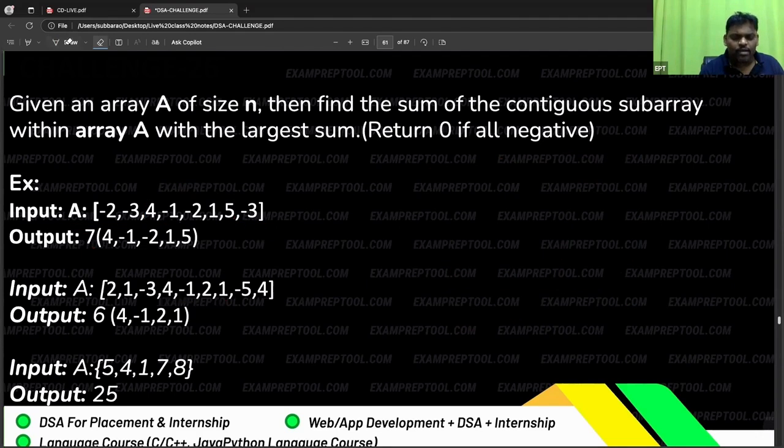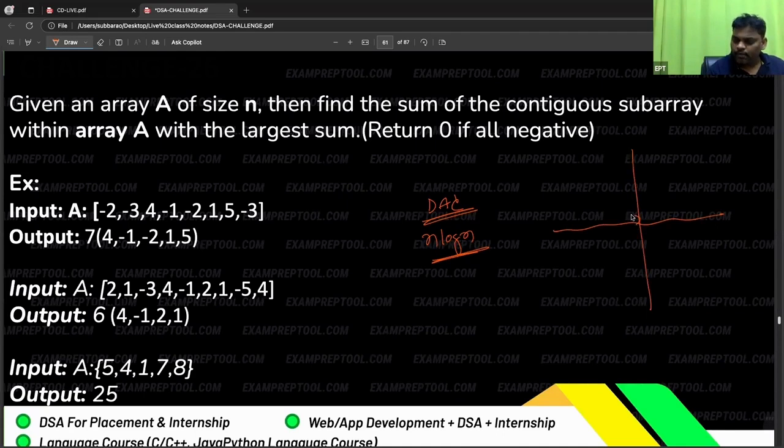Using divide and conquer, you can solve this, but it will take n log n time. Using DAC, divide and conquer, the time complexity is n log n. How? The array is divided into two parts. Finding the maximum sum of the left part takes T(n/2) time. Using recursion, finding the maximum sum of the right part takes one more T(n/2) time.